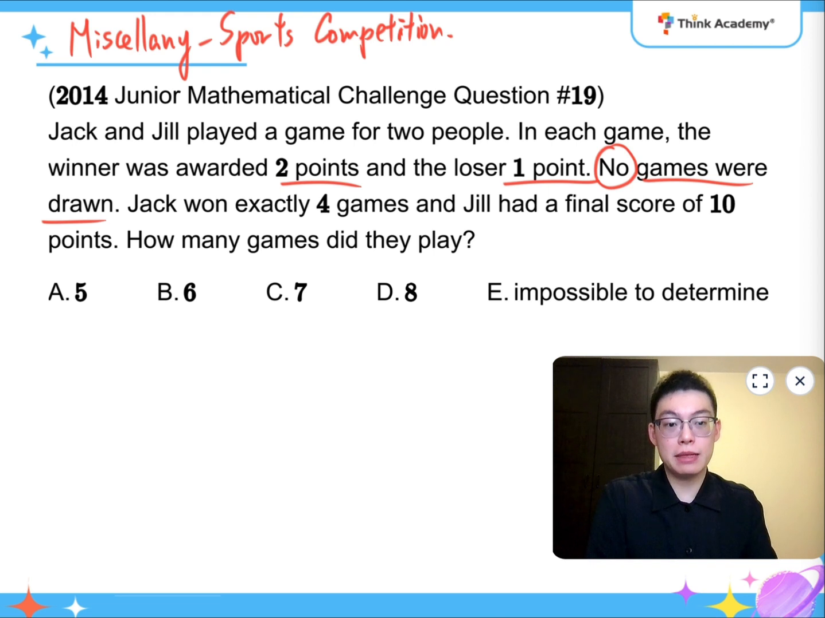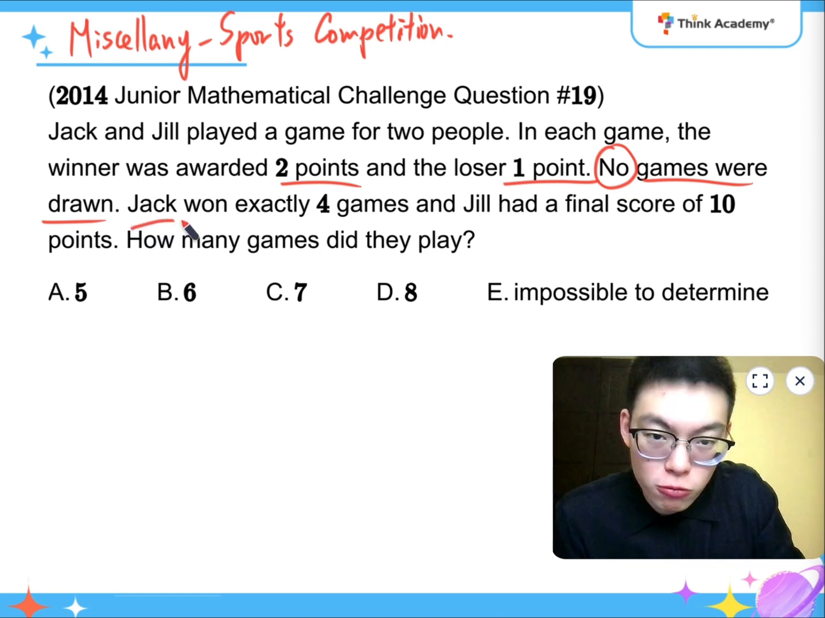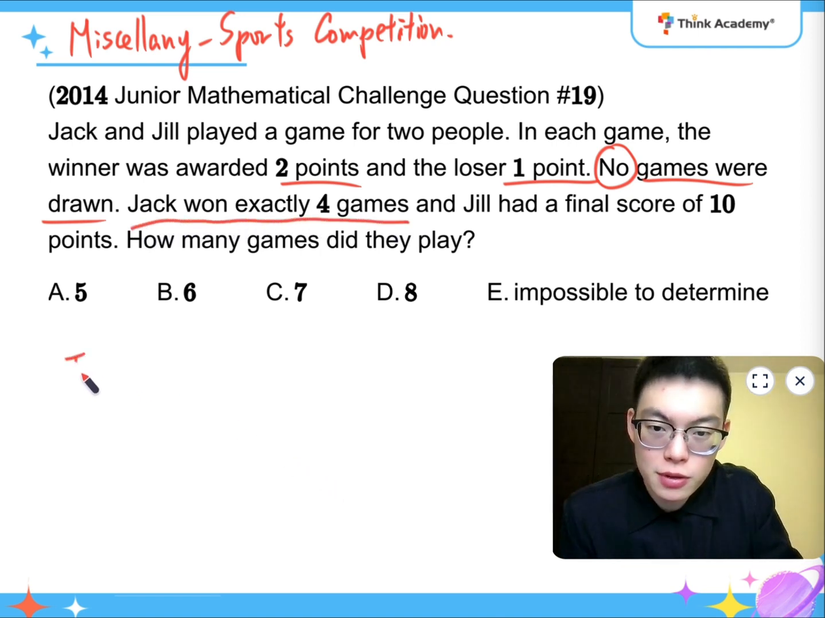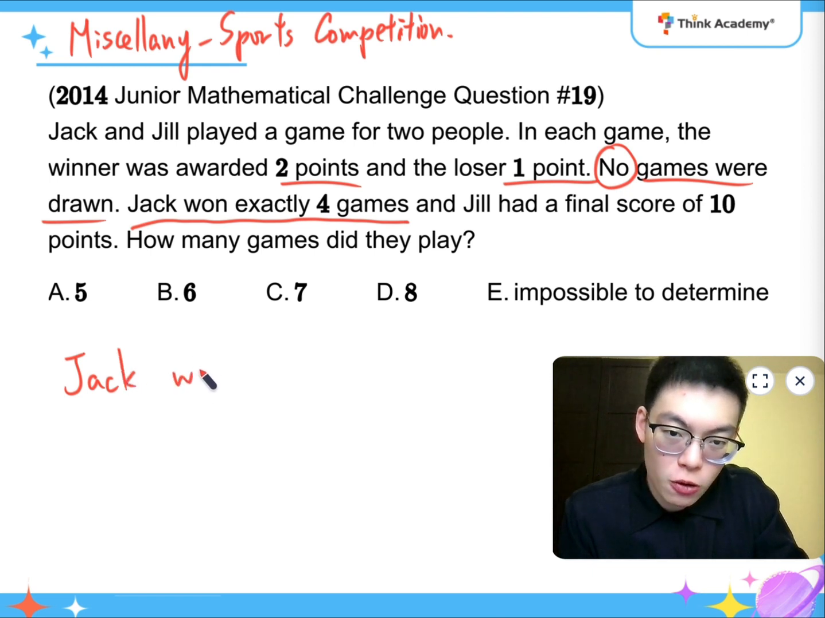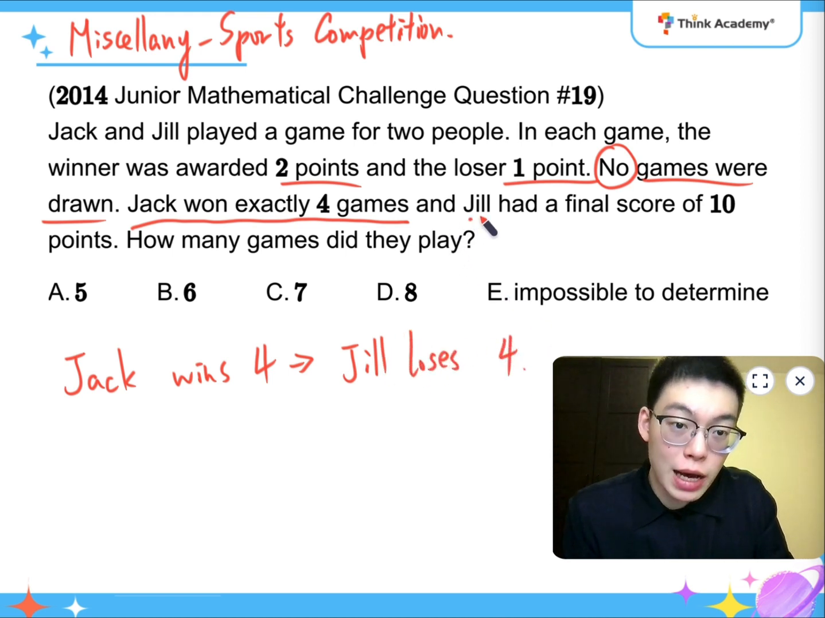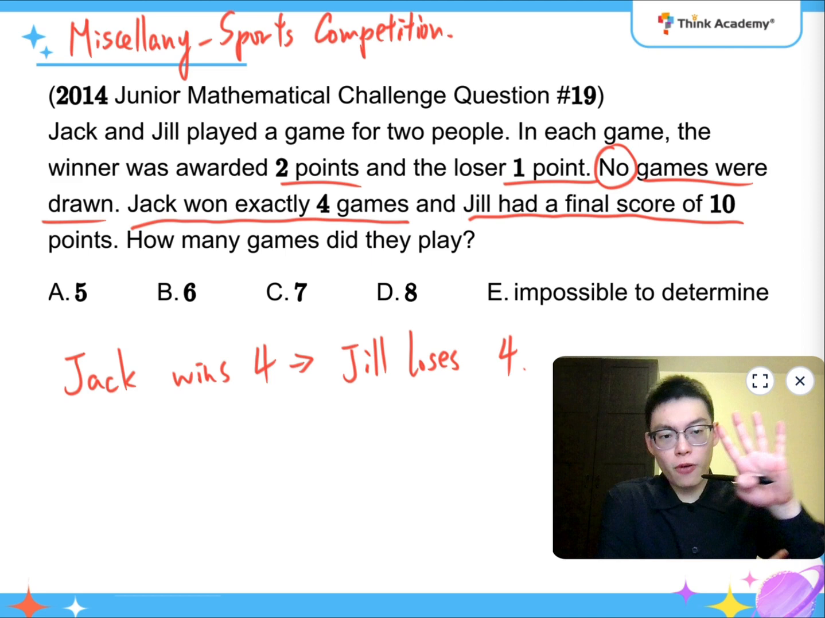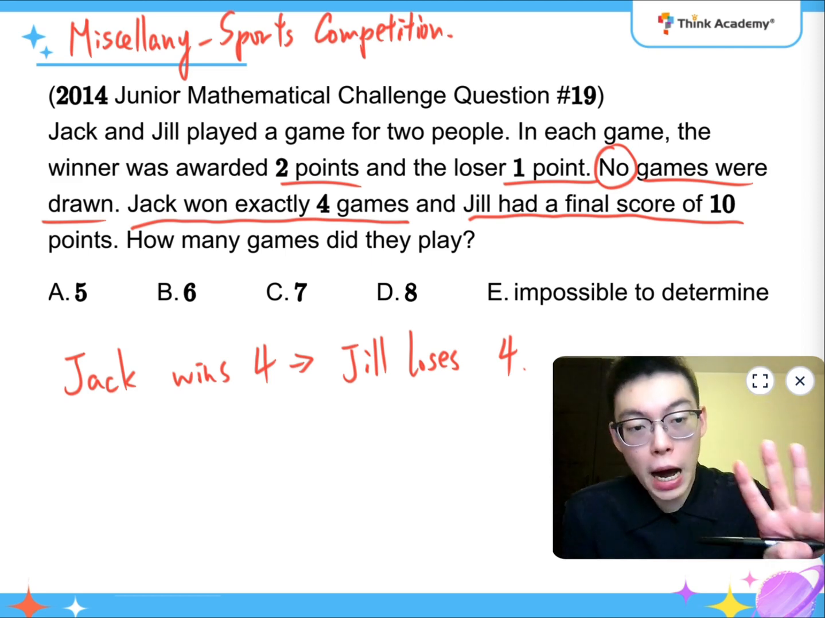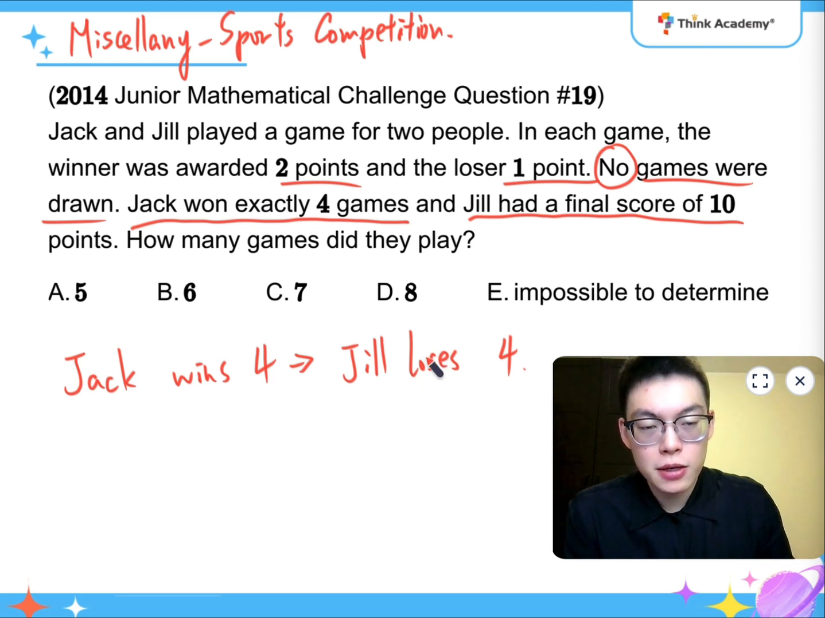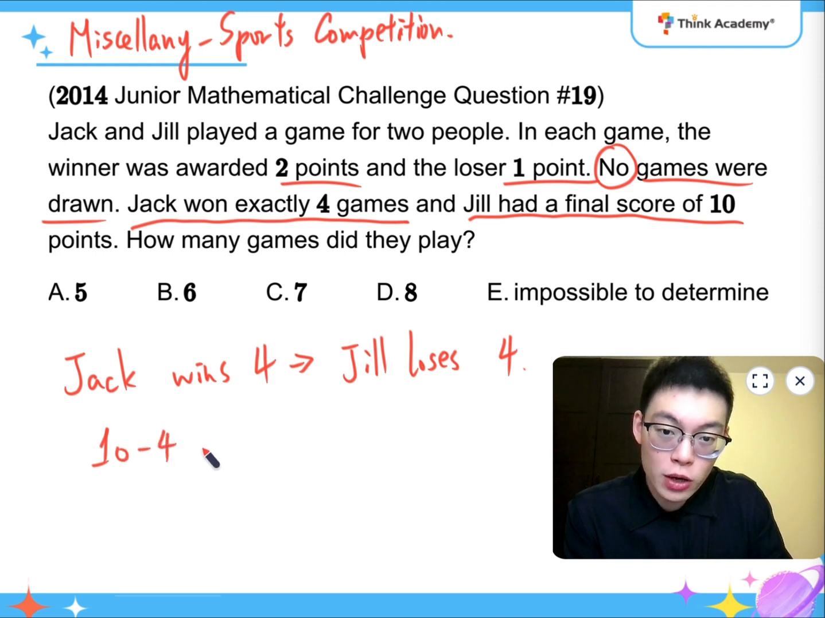Which means that the player is going to either win or lose. So now it says that Jack won 4 games exactly. So if Jack wins 4, it means that Jill loses 4, right? And Jill had a final score of 10, which means that if Jill is losing 4 games, she's going to gain 4 marks from these 4 games, right? So the winning scores for Jill is going to be 10 take away 4 equals 6 marks.